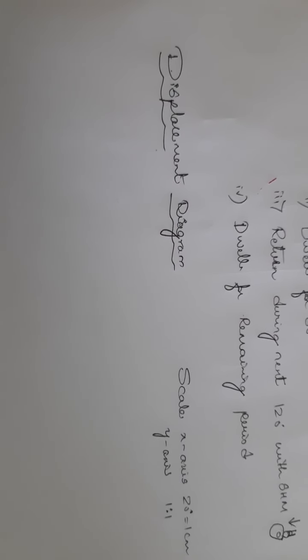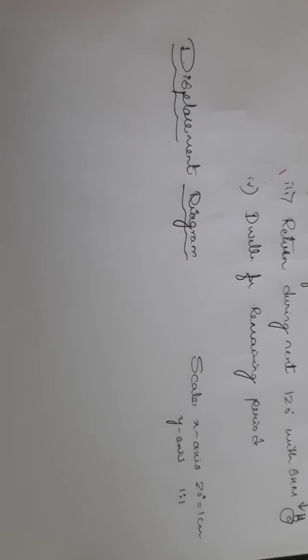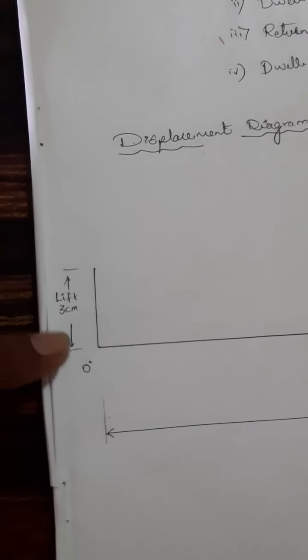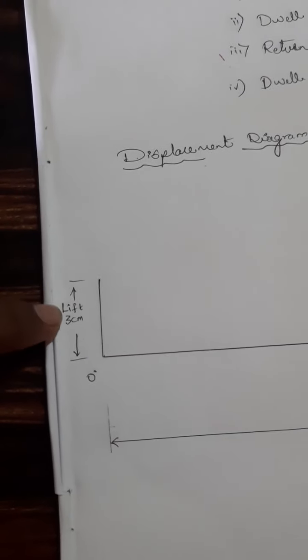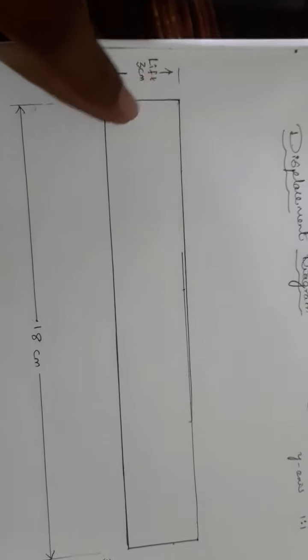So taking a scale, x axis 120 degrees equals 1 centimeter, y axis is 1:1. So draw a line from 0 degrees to 360 degrees with the scale. So 0 to 360 will be 18 centimeter by the scale. Next, draw a 3 centimeter line vertically. So this represents the lift or the stroke of the follower. Now complete the rectangle.